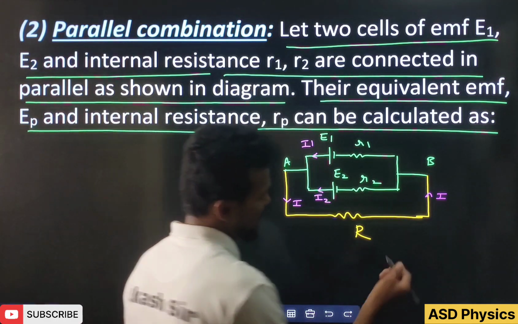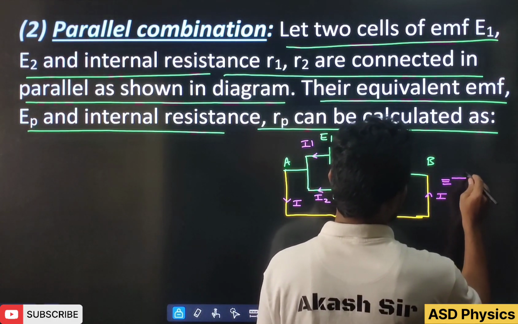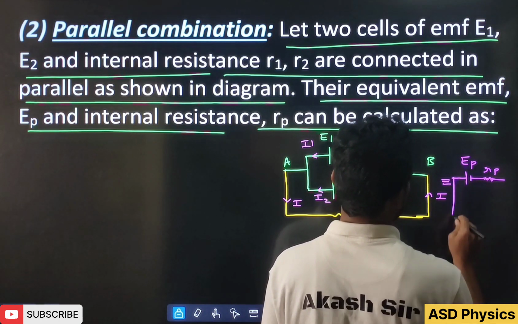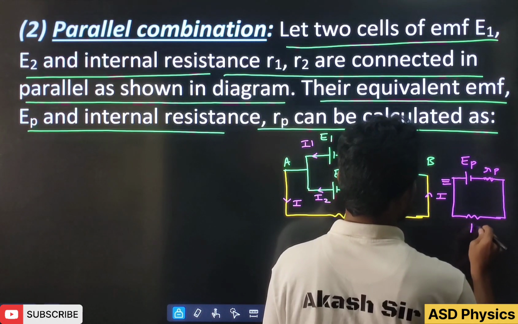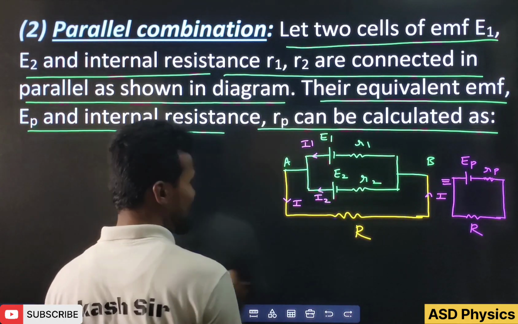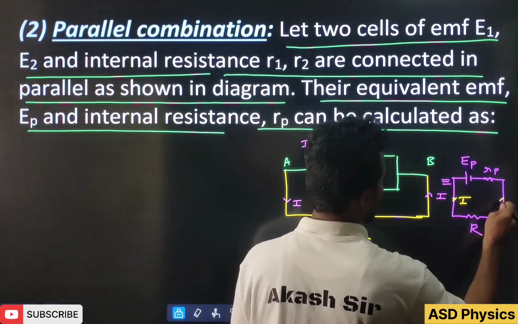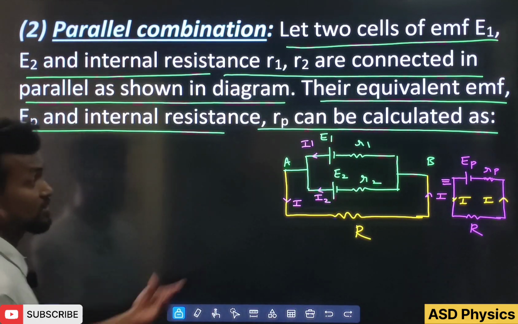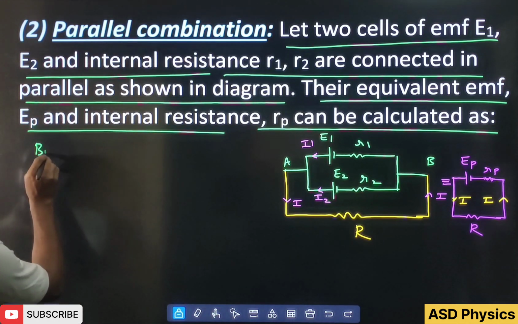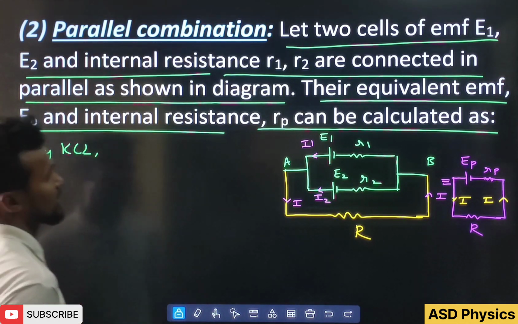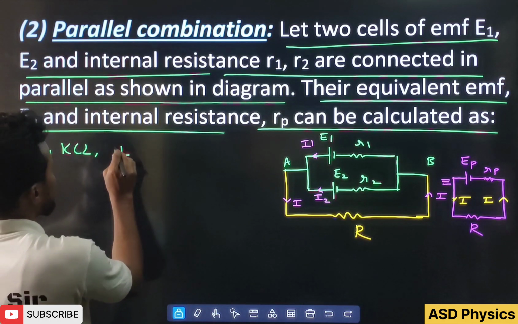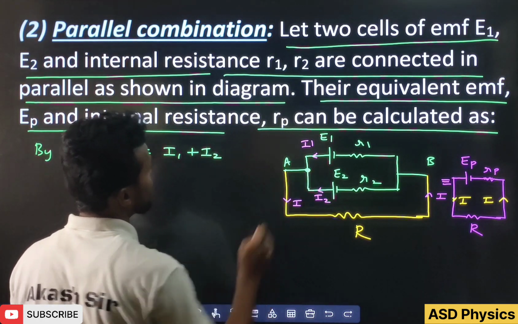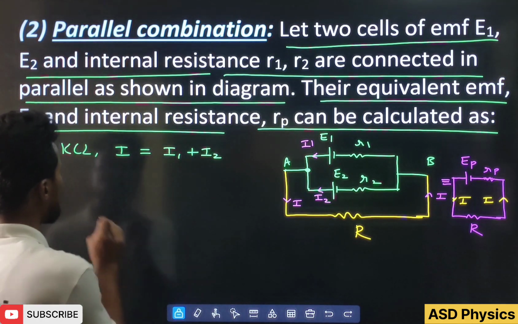Now, if you want to draw the equivalent, you know very well: this is the EP, this is the RP, and here we will connect one resistance. This is the equivalent. Equivalent is always used for ease only. So here current I this side and here current I this side. Students, derivations are important. So we can write, by KCL, that means Kirchhoff's current law, I equal to I1 plus I2. This is the junction, and here we applied the KCL.